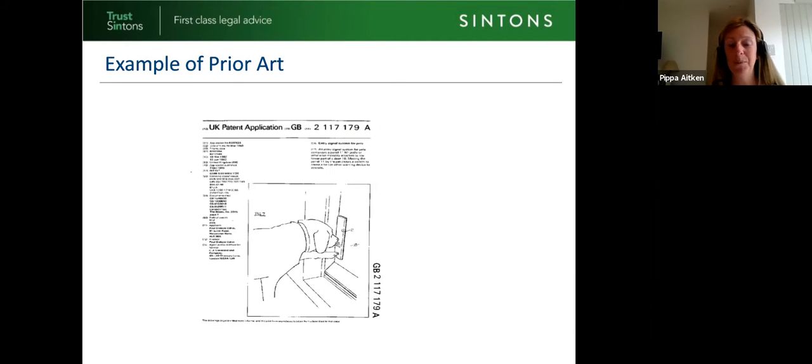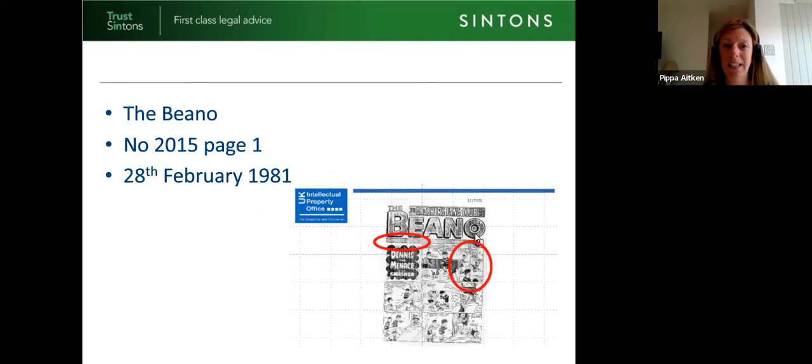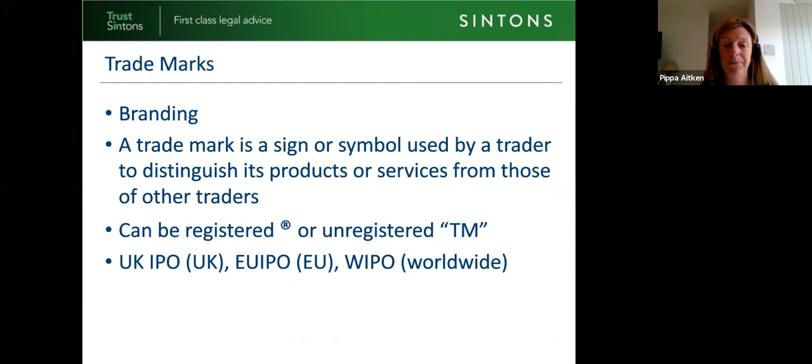Just to give you an example of prior art, an application was made to the IPO for a doggy doorbell. Now, this was refused by the IPO because they said in 1981 there was a copy of the Beano which said, you can't read it because it's so small, but it says, look at the clever trick he's learned to get in the house. And this became part of the prior art and the doggy doorbell was not allowed. So you've got to be very careful when disclosing your patent or your idea to others.